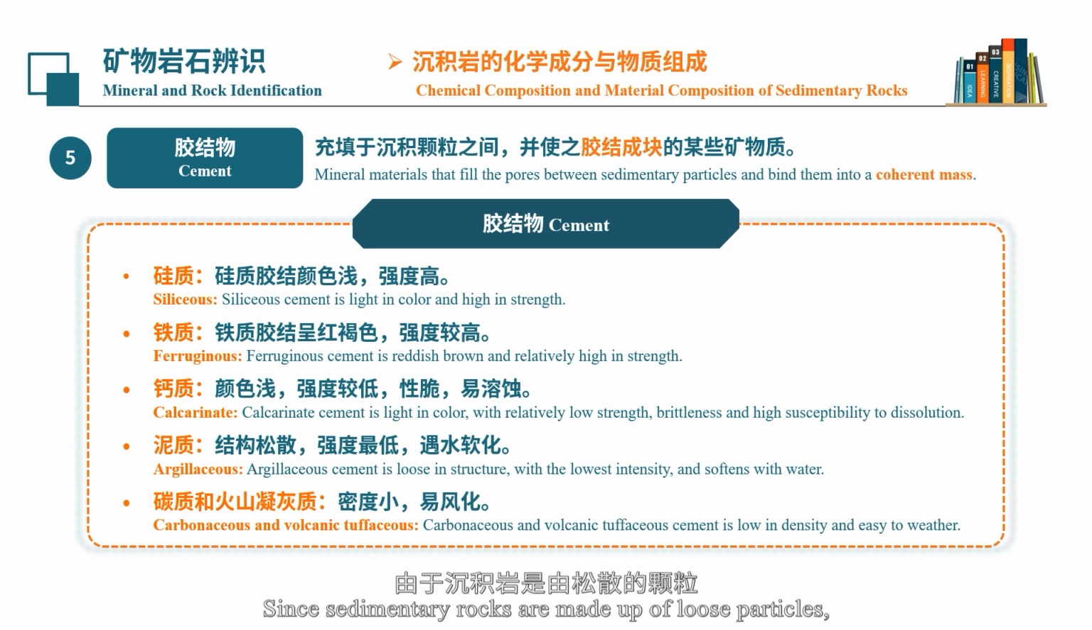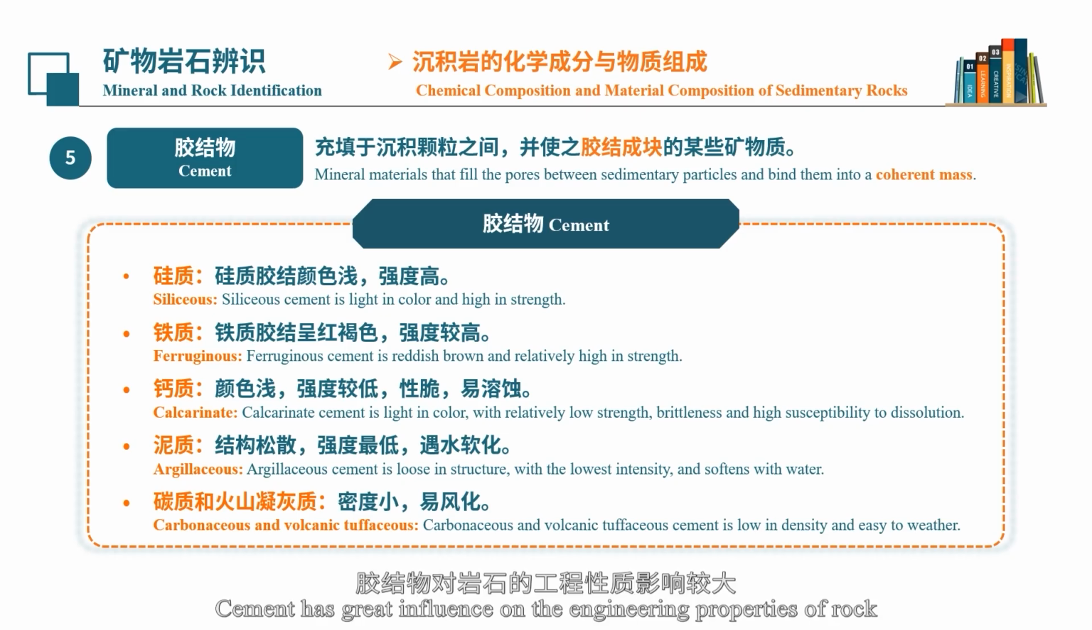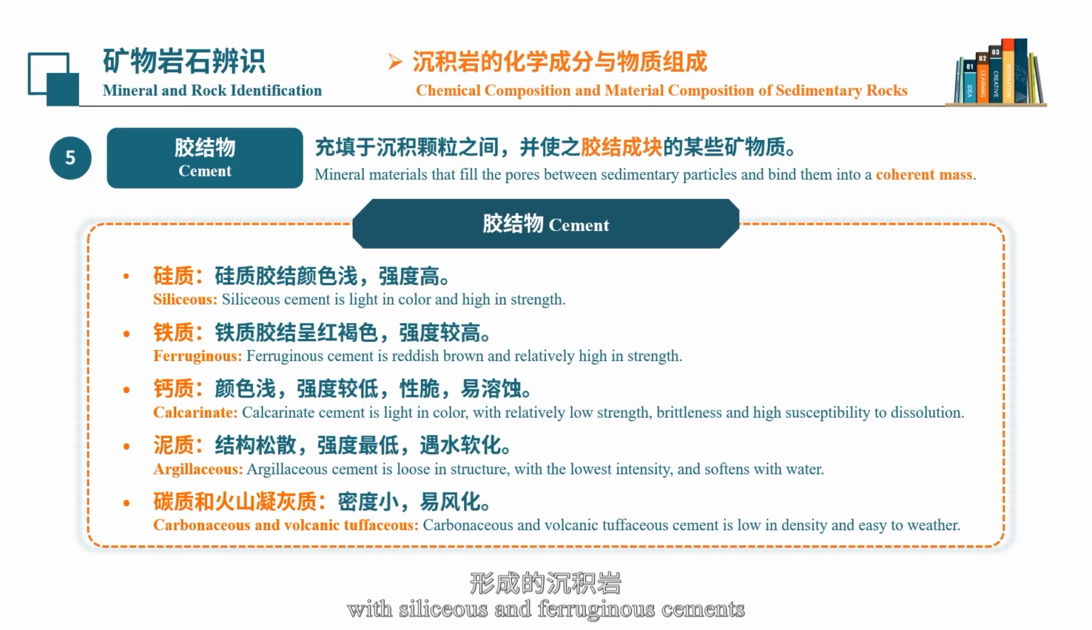Since sedimentary rocks are made up of loose particles formed by compression and cementation, cement has great influence on the engineering properties of rock. The engineering properties of sedimentary rocks with siliceous and ferruginous cements are generally favorable, while rocks formed by calcareous, argillaceous, carbonaceous, and volcanic tufaceous cementations have poor engineering properties.